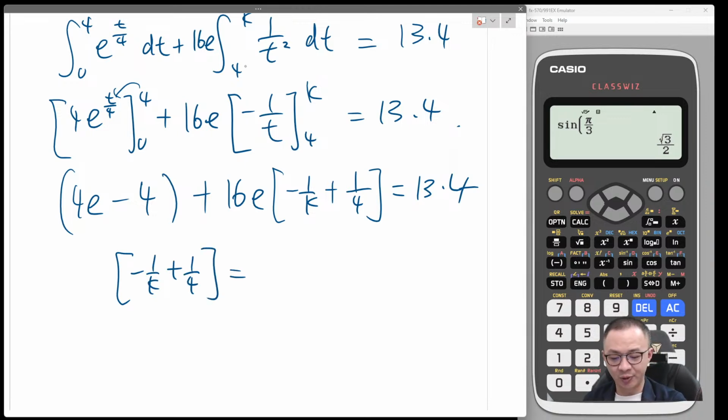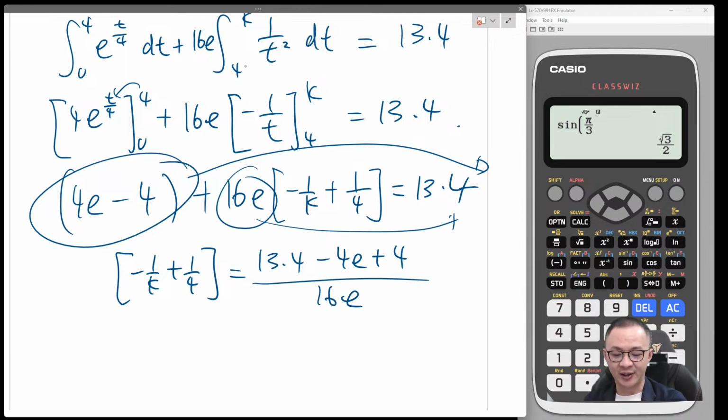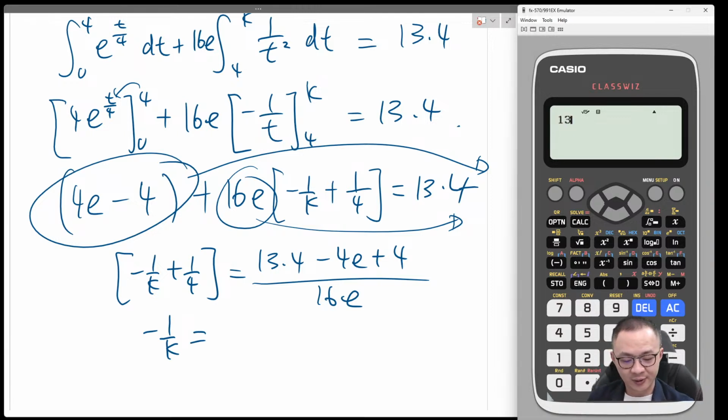So right now what I'm doing is 13.4. I'm going to move the whole thing to the other side, it becomes minus, right? Minus 4e plus 4 divided by 16e. Then I divide this one, right? I move this one, it becomes divide. So negative 1 over k equals to, okay, let's do this one first. 13.4 minus 4e^1 plus 4 over 16e^1.